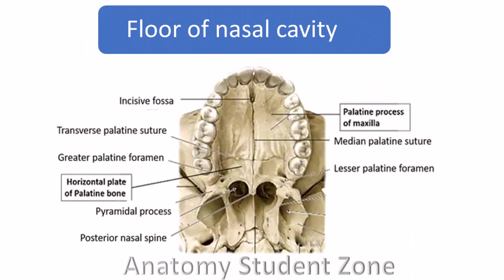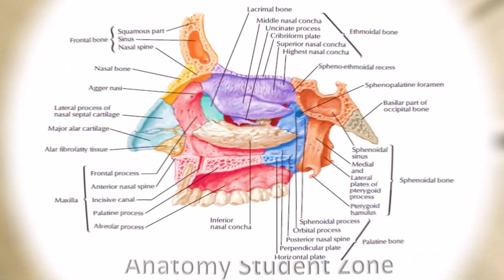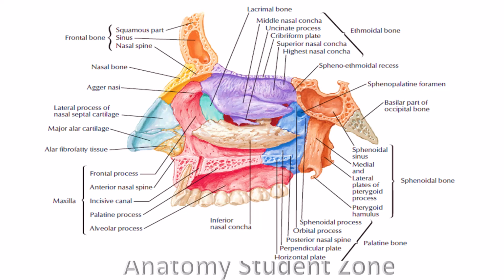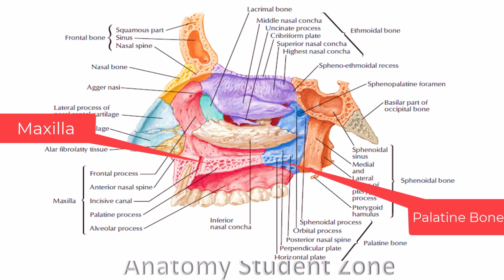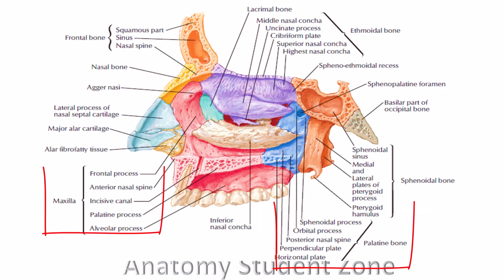After covering the roof, now I will cover the floor of the nasal cavity. You can see here it's formed by the hard palate. And how is the hard palate formed? The hard palate is formed by two bones, the palatine bone and the maxilla bone. In this image, the maxilla bone is shown in red and the palatine bone in blue. You can also observe that both maxilla and palatine bone have a lot of parts, multiple parts each.